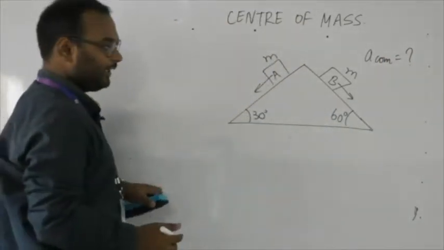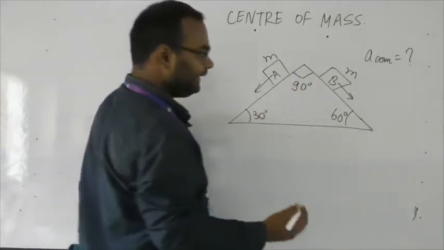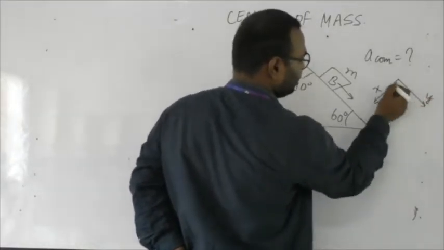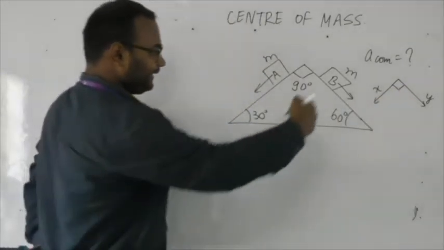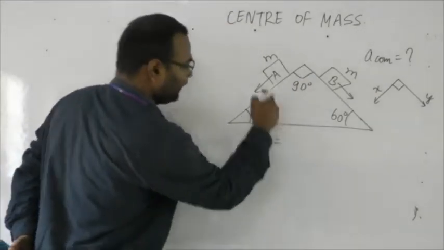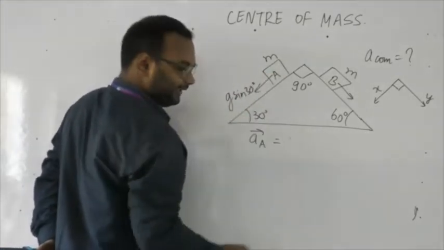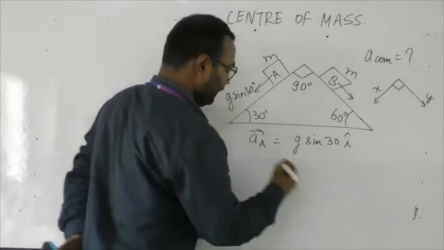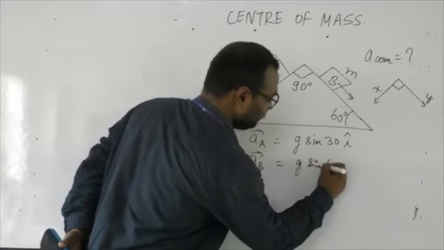Now again see, if this is 30 and 60, this will be 90. That means we can take axes like this. This will be the x-axis and this will be the y-axis. Axes are mutually perpendicular. So as we define this x and this y, along x we have the acceleration for A, which is g sine 30 degrees i cap. Along the y-axis for B, it is g sine 60 degrees j cap.